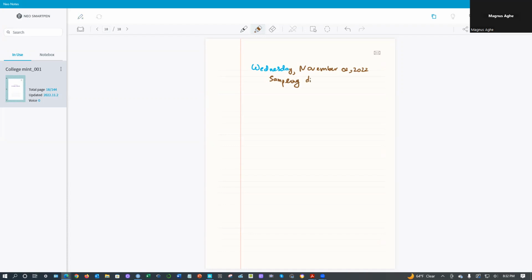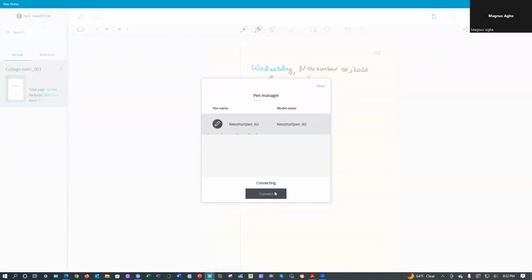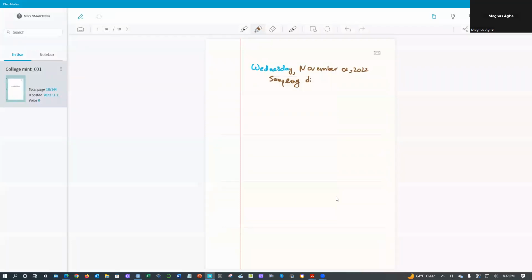Let's see what's the problem here. Let me get connected. Sampling distribution of Y bar is called the sample mean.